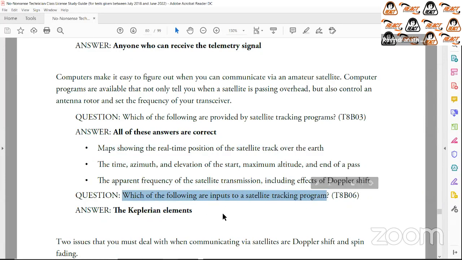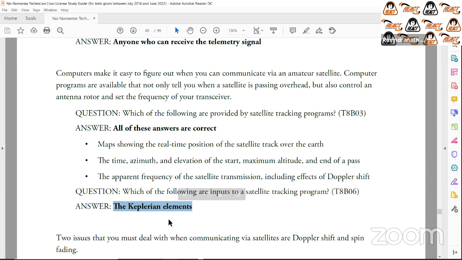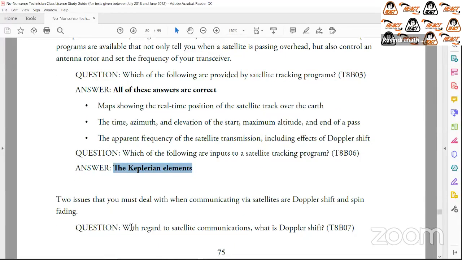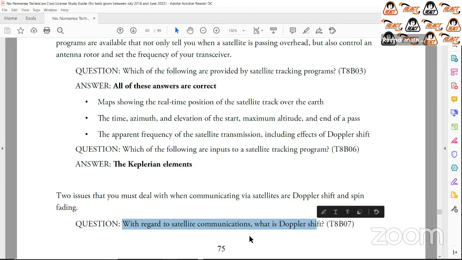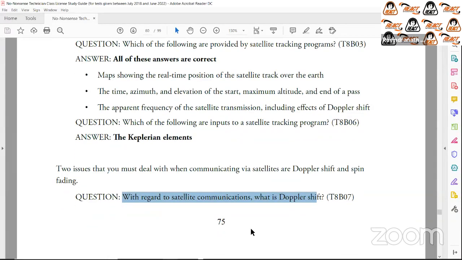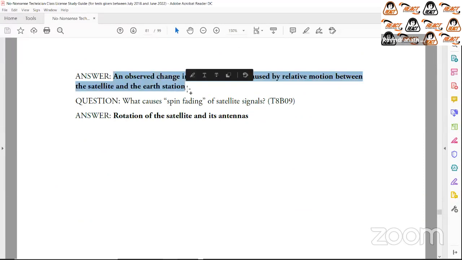Which of the following are inputs to a satellite tracking program? Well, the only thing you really need to key in, apart from which satellite you want to track, if you have a new satellite especially, you need to put in, remember we call it the KEPs, well, it's the Keplerian elements. With regard to satellite communication, what is a Doppler shift? A Doppler shift is defined as an observed change in signal frequency caused by relative motion between the satellite and the Earth station.